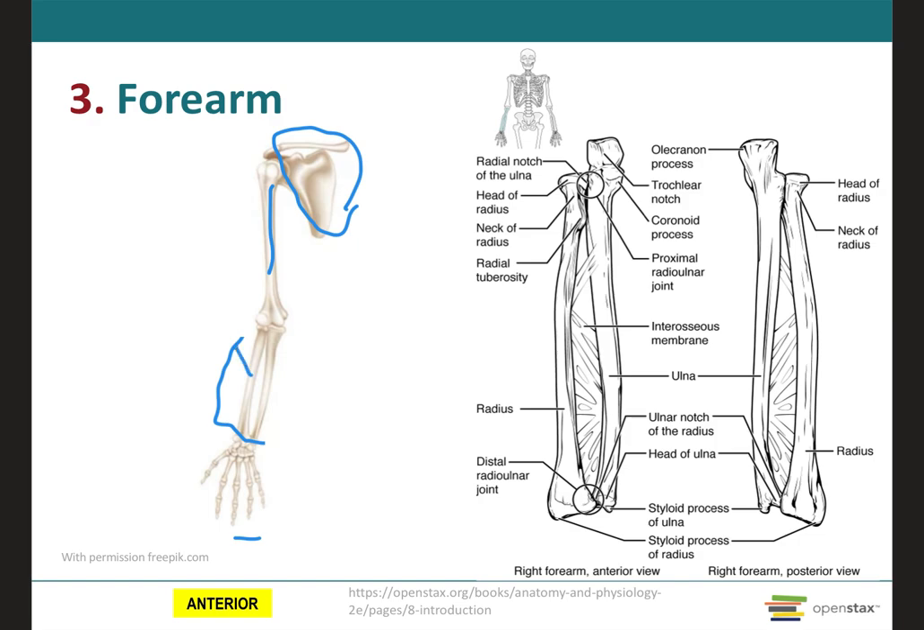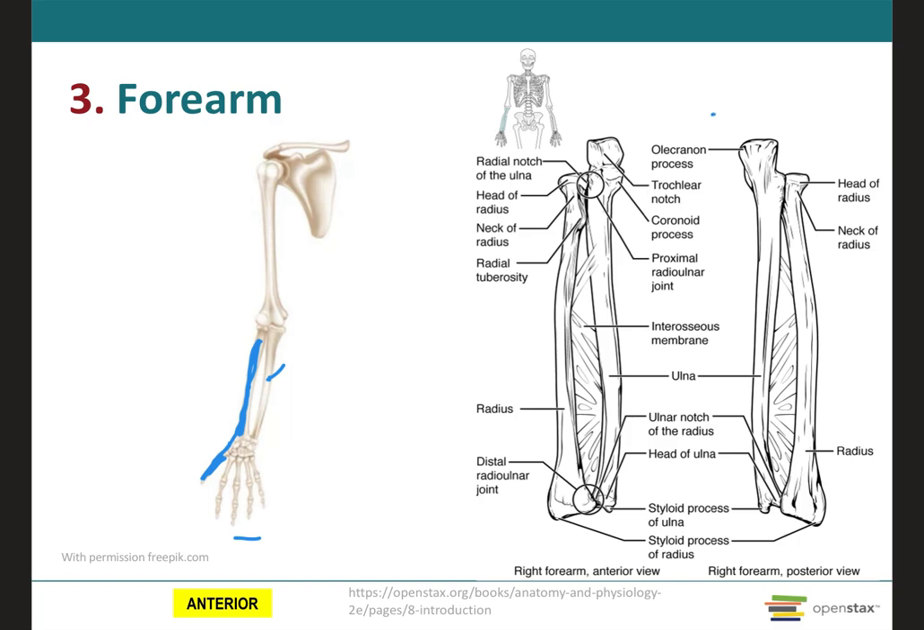The radius is always going to be lateral and the ulna is going to be medial in an anatomical position. Remember, every time we talk about the orientation of the bones, we're always considering it in anatomical position. The way that I remember that the radius is lateral is that it has the thumb, right? Because the thumb is always going to be lateral. Therefore, the thumb is like the antenna for the radial. So radius is going to be lateral. Therefore, the ulna is going to be medial.